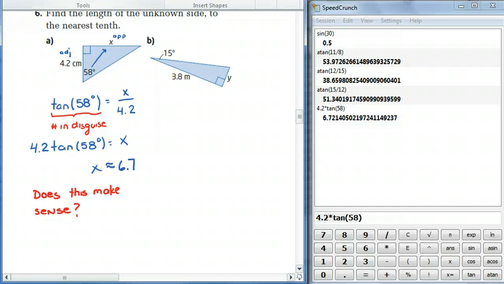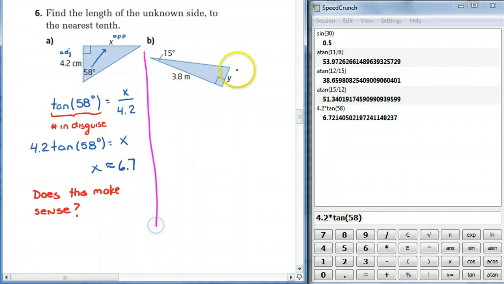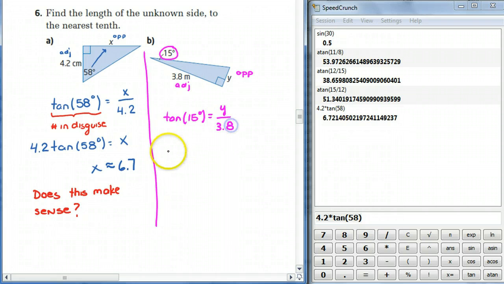Let's do this next question. I'm going to work in pink now, just to mix it up. So this is the angle that I'm working with. So y is the opposite, and 3.8 is the adjacent. So we know tan of 15 degrees is equal to the opposite, which is y, over the adjacent, which is 3.8. I'll just plug this in my calculator now. Well, not quite yet. 3.8 tan of 15 degrees is equal to y.